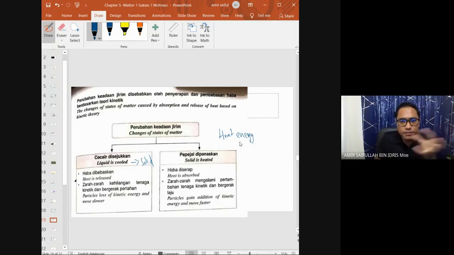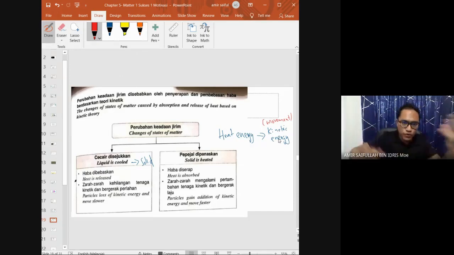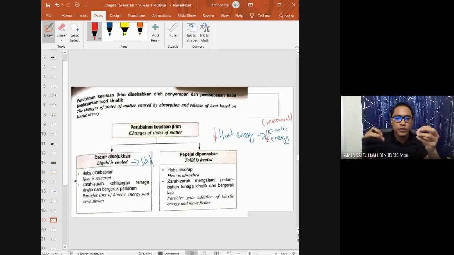when we provide heat energy to any particle, the particle will absorb the heat energy, and they will convert the heat energy into kinetic energy. So kinetic energy is actually movement energy. It can cause you to move. So more heat energy means more movement energy. So the particle will move more. Okay. So when they are cooled, heat is lost. When heat is lost, kinetic energy is also lost. So the particles cannot move anymore.